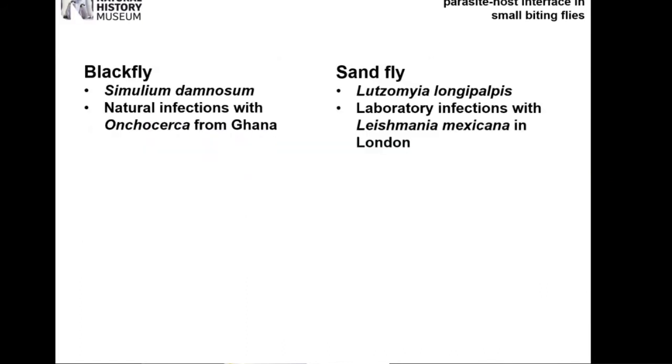So we're looking at 2 systems. Black flies: these are Simulium damnosum, naturally infected with Onchocerca from Ghana. And then we had a laboratory model, sandflies, Lutzomyia longipalpis, and these were infected with Leishmania mexicana in London.